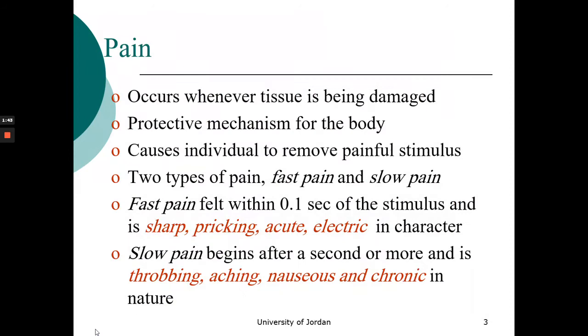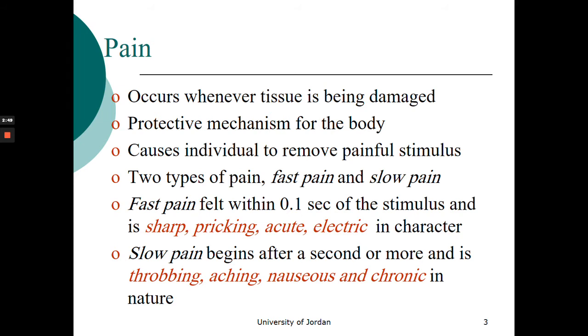Now, pain is a feeling of discomfort. Pain occurs whenever there is tissue damage. So what excites pain are damaged tissue that releases certain chemicals. Pain is usually protective in nature. So if you feel pain, you try to bring yourself away from the painful stimuli. That's why pain is almost a non-adapting sensation, because suppose that it was adapting: if it is due to damage and after a while there is adaptation, the damage will continue and you will not try to remove yourself from the painful stimuli. So it causes the individual to remove the painful stimulus.